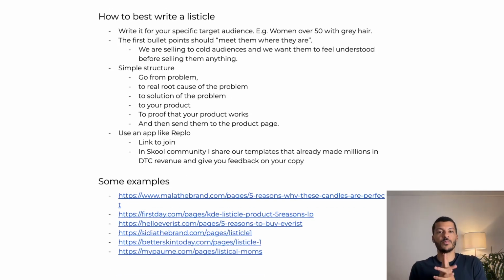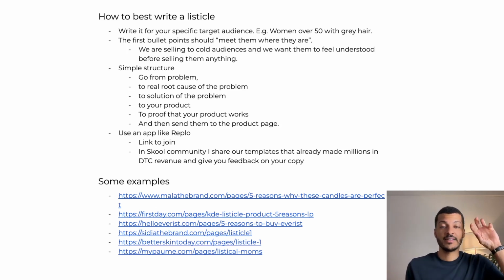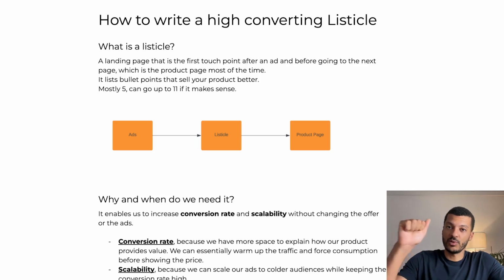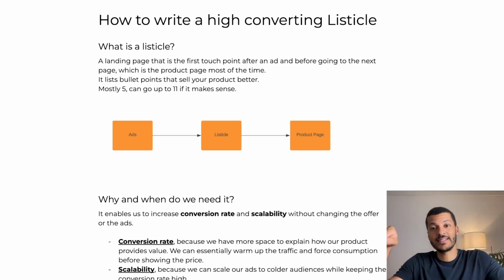All right, how to best write a listicle. Just to give you some quick ideas, write it for your specific target audience, right? One of the mistakes that I see being made a lot of times is that the listicle is too vague. It's too general, right? And we don't want to be general. We want to have an ad hooking in a specific target audience, then leading them to a listicle that fits the messaging of the ad, ties into this, then sells them on the solution mechanism of our product, and then sends them pre-educated to the product page, right? This is what we want.